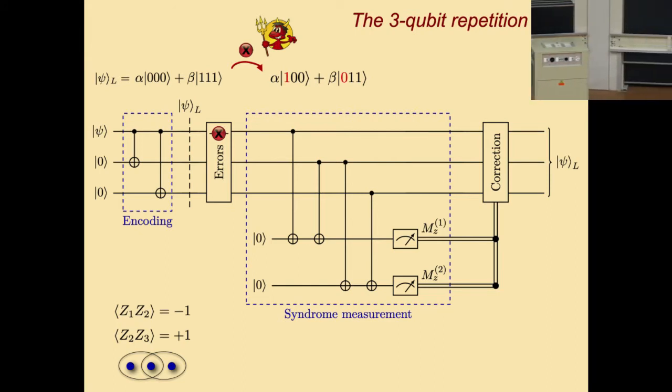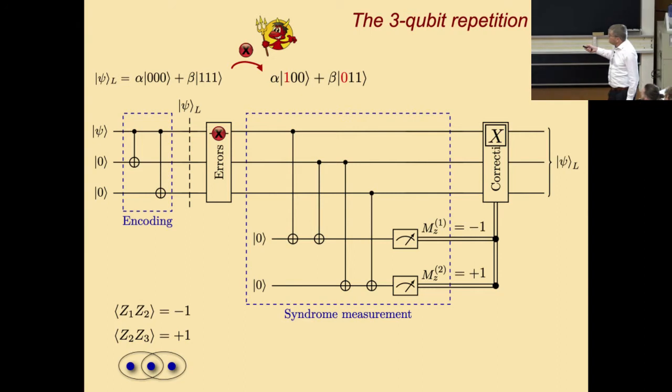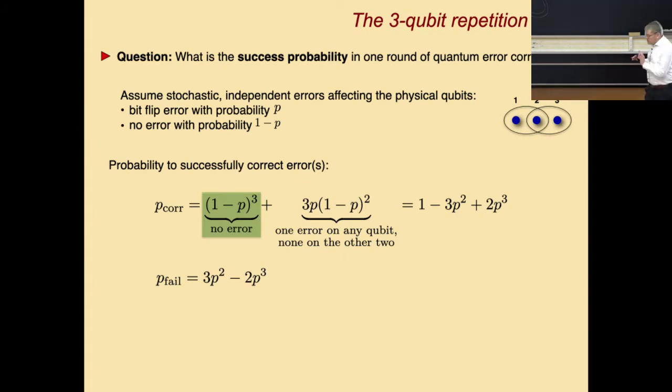If, say, an X error happens, this would be visible by a -1 measurement of this parity operator that realizes a measurement of Z1, Z2, whereas Z2 and Z3 would still be in an even parity state, indicated by a +1 outcome of this measurement. And this syndrome information, as I mentioned, is then used to apply a suitable correction in hardware or software to the system. All right, so how well does this little code work?